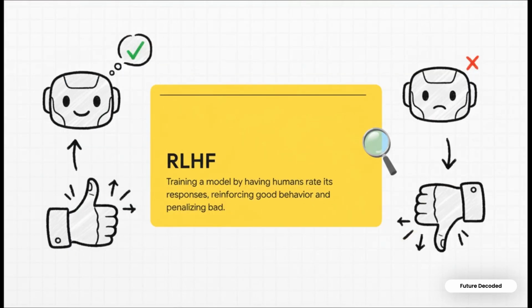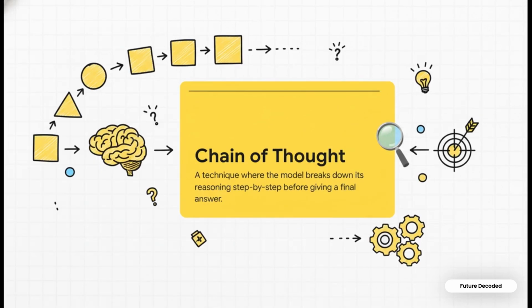But how do we make sure a model is actually helpful and safe and not just a weird text prediction machine? Well, that's where reinforcement learning from human feedback, or RLHF, comes in. This is a stage where real people review the AI's answers and rate them. Good answers get a thumbs up, bad answers get a thumbs down. This is the crucial step that teaches the AI what we actually want and helps align it with human values. To get even better results on really complex problems, we can use a cool technique called chain of thought prompting.